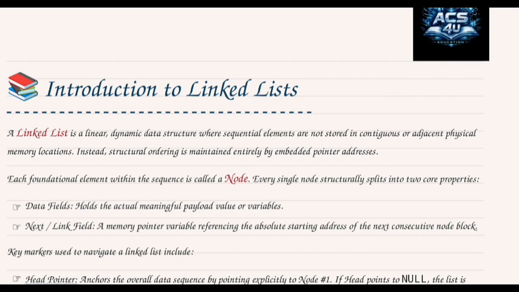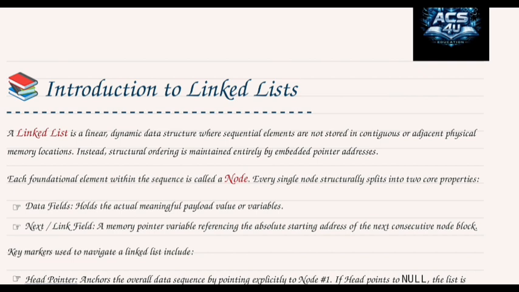Each foundation element within the sequence is called a node. Every single node structurally splits into two core properties: the data field and the link field, also called the next. The data field holds the actual meaningful payload, value or variables. The link field, or the next, holds a memory pointer variable referencing the absolute starting address of the next consecutive node block.